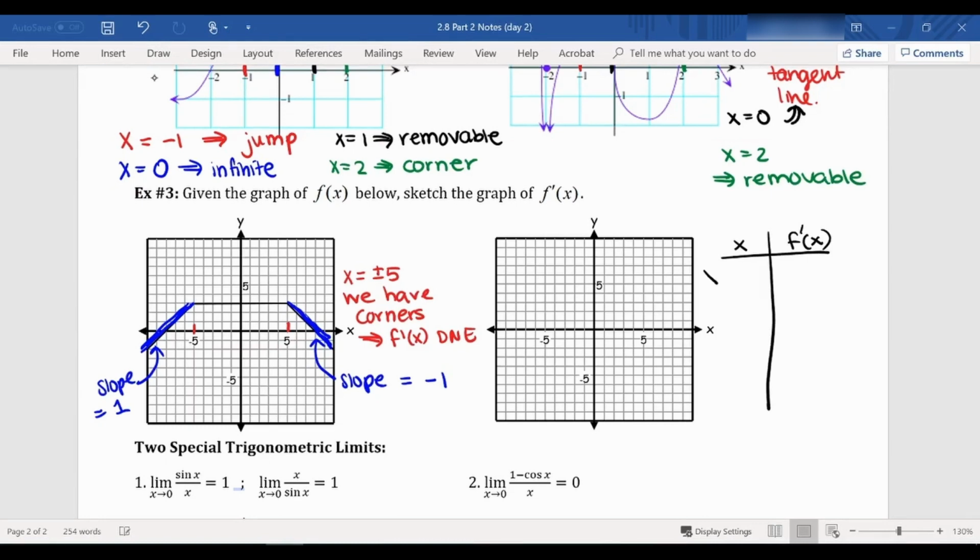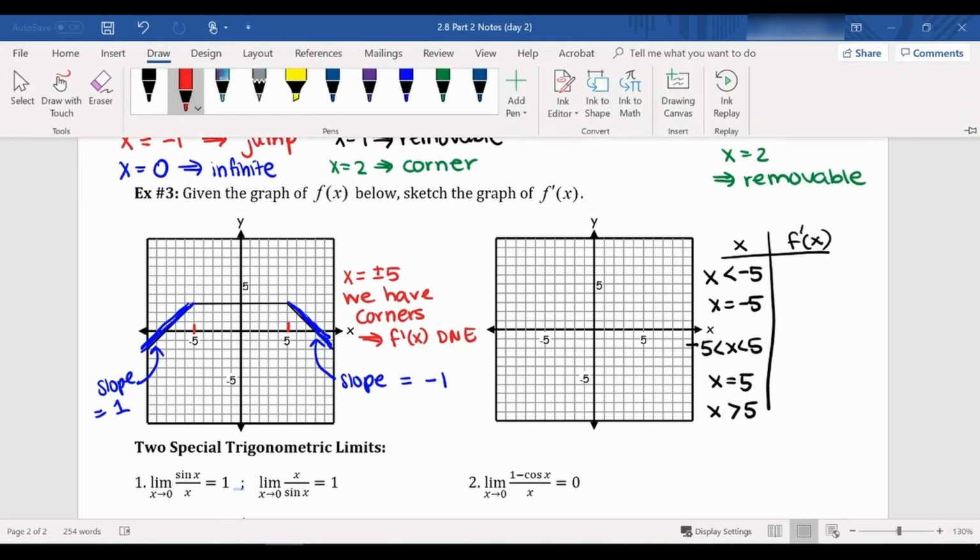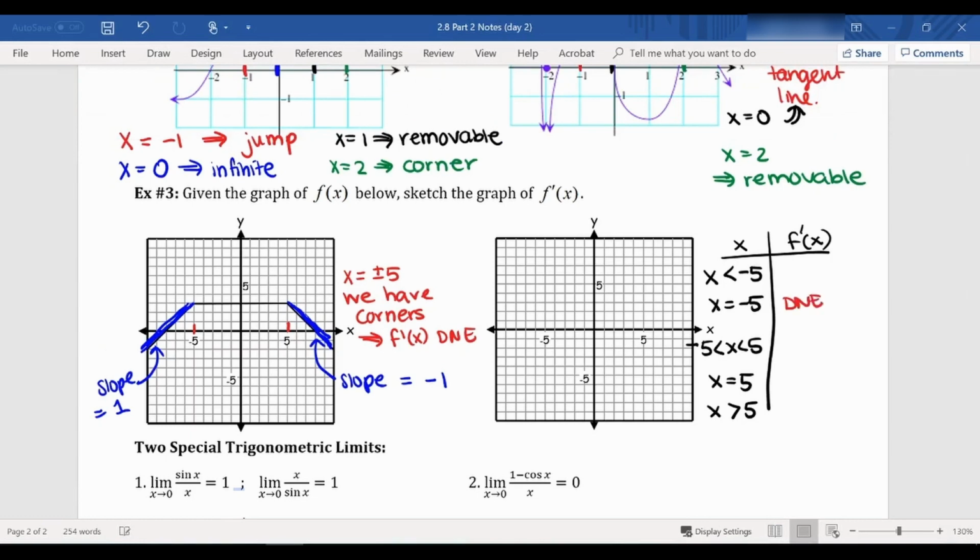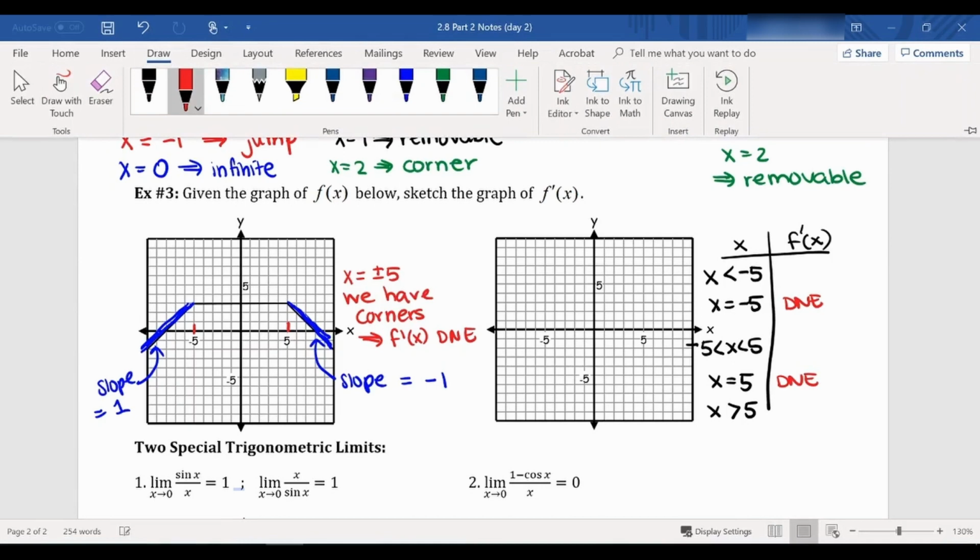So we have when x is less than -5, x at -5, we're going to have a little span between -5 and 5. We have when x is exactly 5 and when x is bigger than 5. So as we've seen here, if x is -5, we have does not exist. X is 5, we have does not exist.